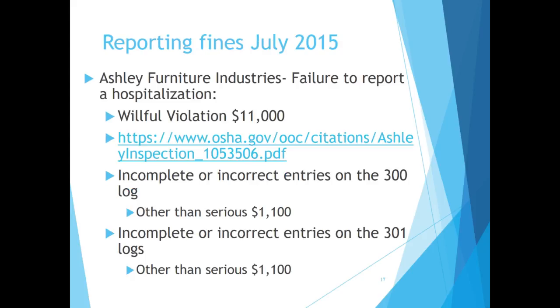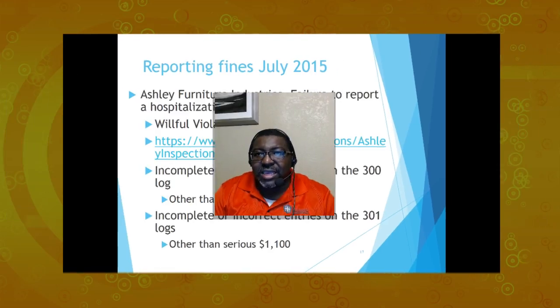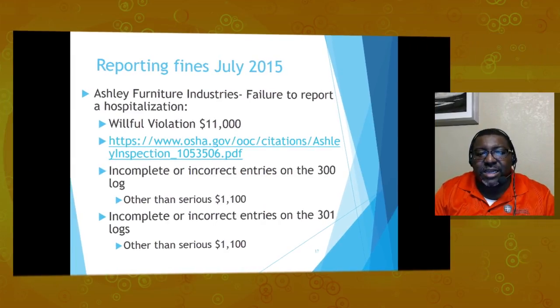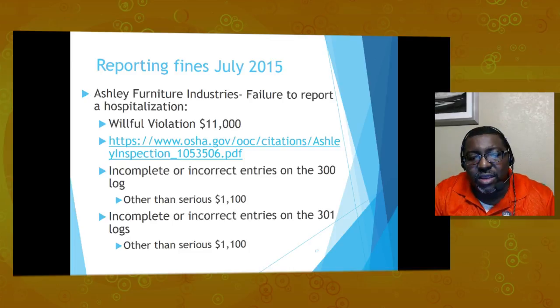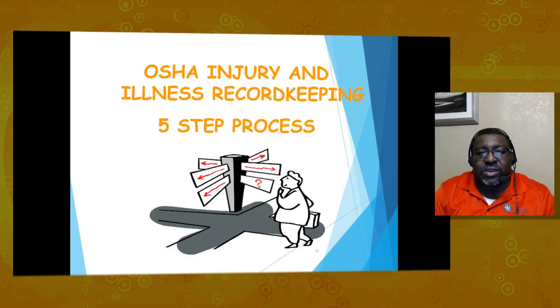In the past, Ashley Furniture has been fined for not reporting an amputation. That's the link right there. It was an $11,000 violation. They didn't report their 300 log correctly, and that was $1,100. And then incorrectly reporting the 301 was also $1,100. So it can be costly, and these are the old figures, before the rates for citations have gone up. So it could be very, very costly if you don't do this right.